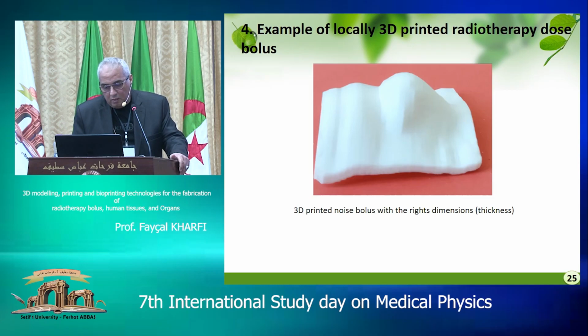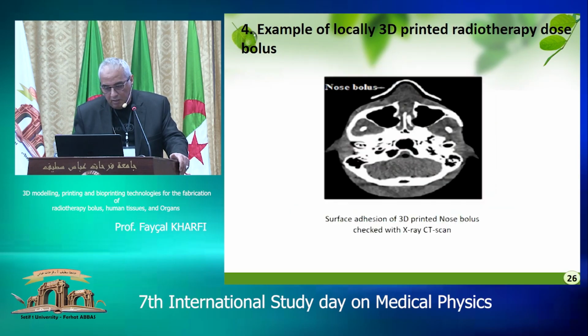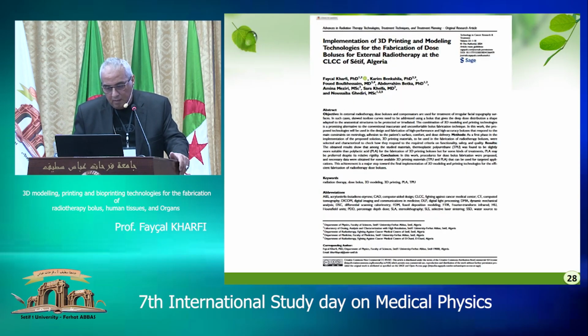We print the bolus. This is the printed bolus using PLA as a material. We check the positioning of the bolus on the phantom, on the anthropomorphic phantom. So we check using CT scan. We check the good positioning of the bolus on the phantom.